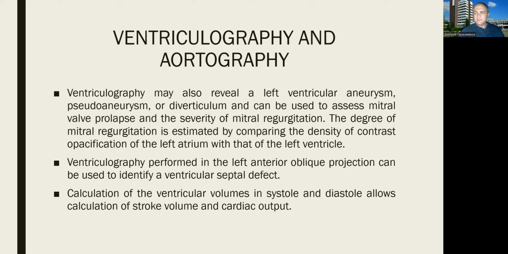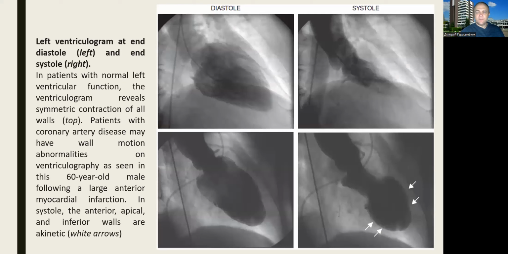Ventriculography performed in the left anterior oblique projection can be used to identify a ventricular septal defect. A calculation of the ventricular volumes in systole and diastole allows calculation of stroke volume and cardiac output. This is a ventriculogram in diastole and systole phase.